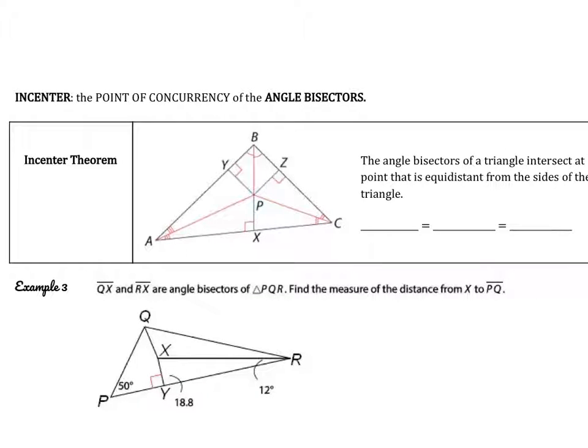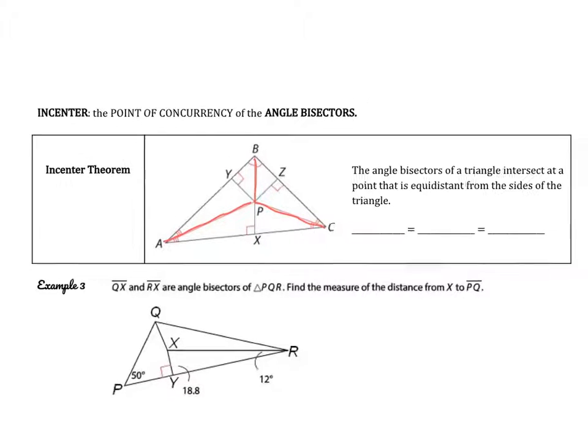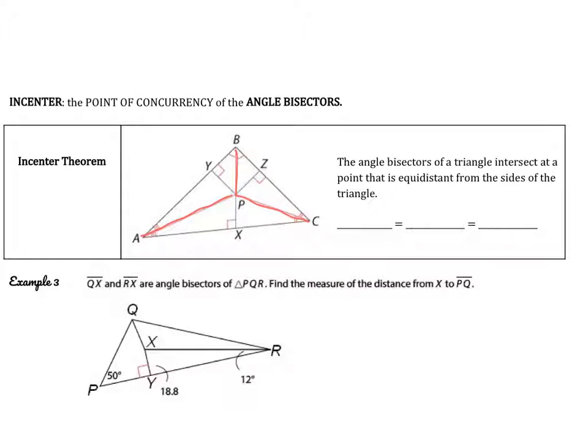So here you can see that we have three angle bisectors within this triangle. I see that I have two congruent angles here, here, and here. So these are my angle bisectors. And you can see that they are intersecting at point P. So in this case, point P is our incenter.